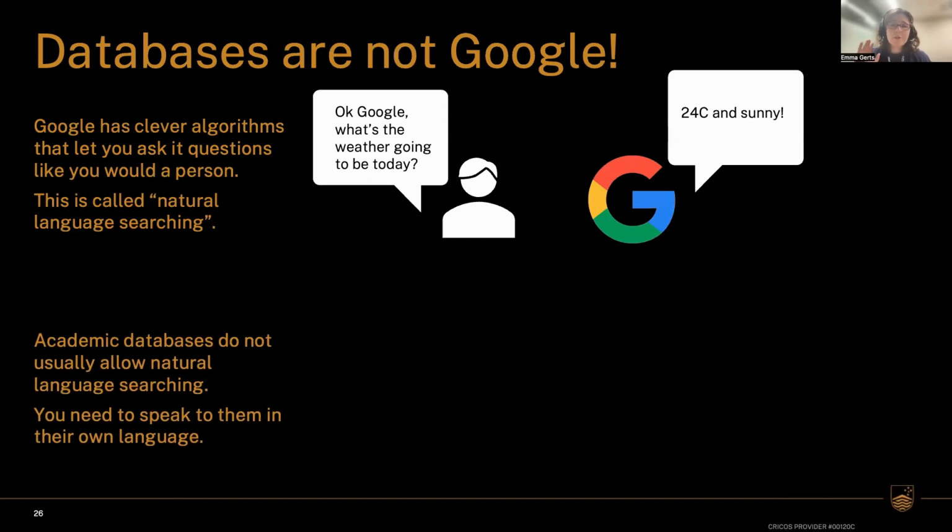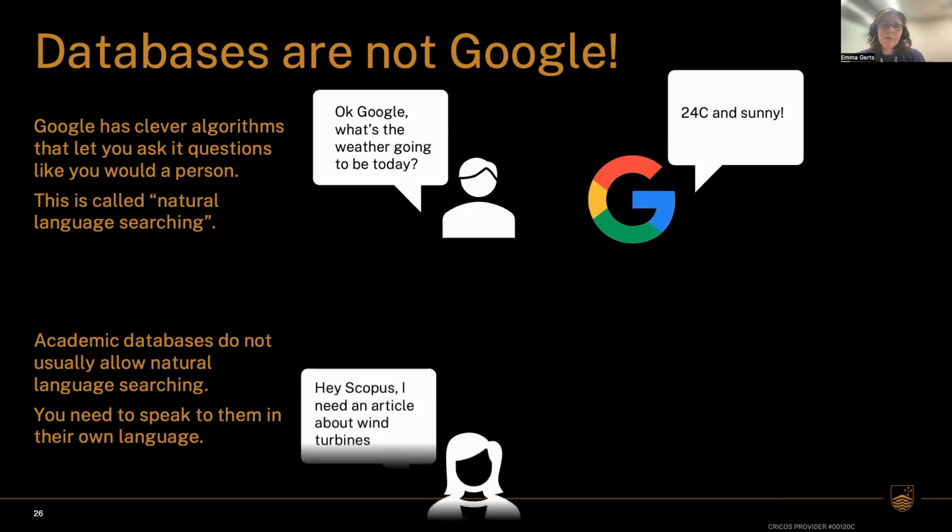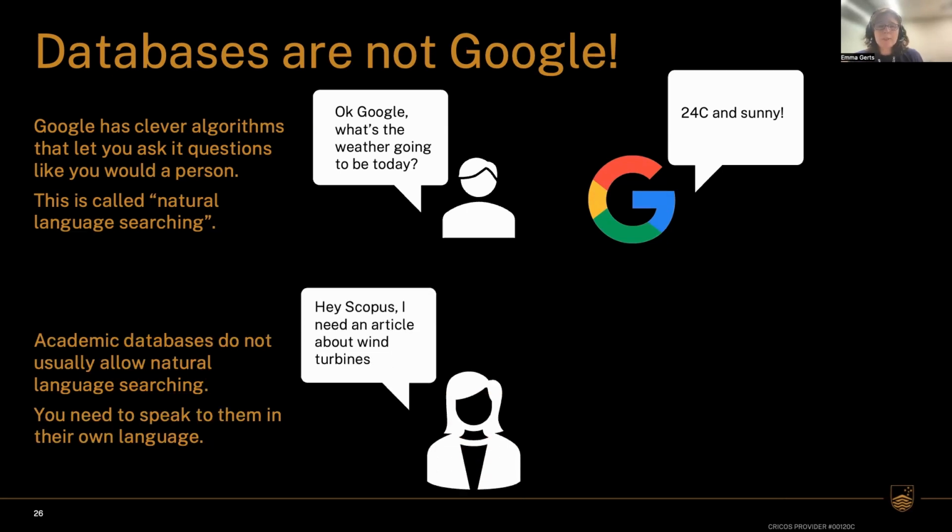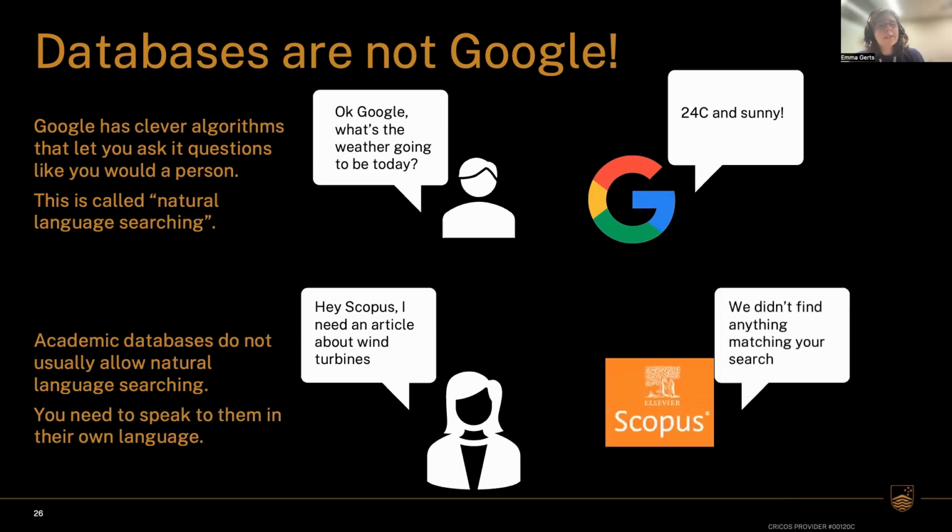Academic databases do not allow natural language searching. So you need to be able to speak to them in their language. So if you go into a database like Scopus and you say, hey, Scopus, I need an article about wind turbines, it is going to have no idea what you are talking about. Databases speak like computers. They do not speak like people. So we need to learn how to speak like a database so that we can create a search that it can understand.